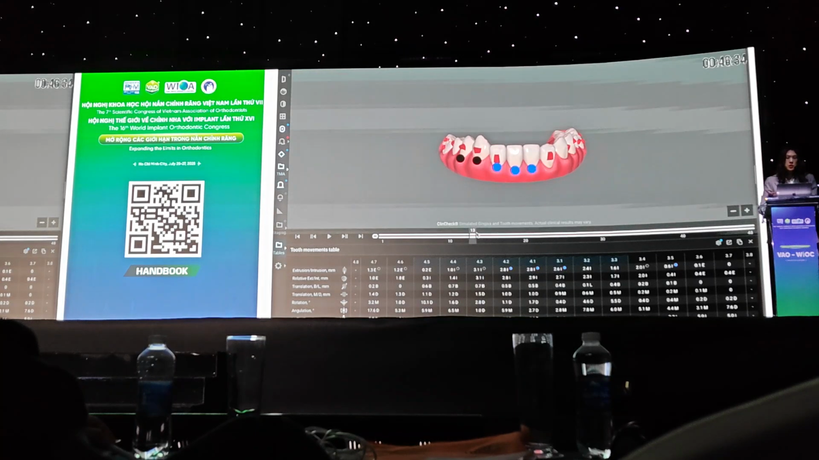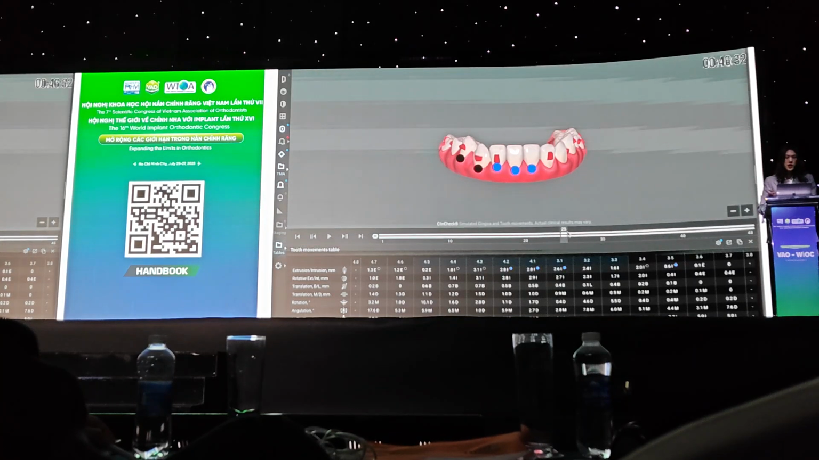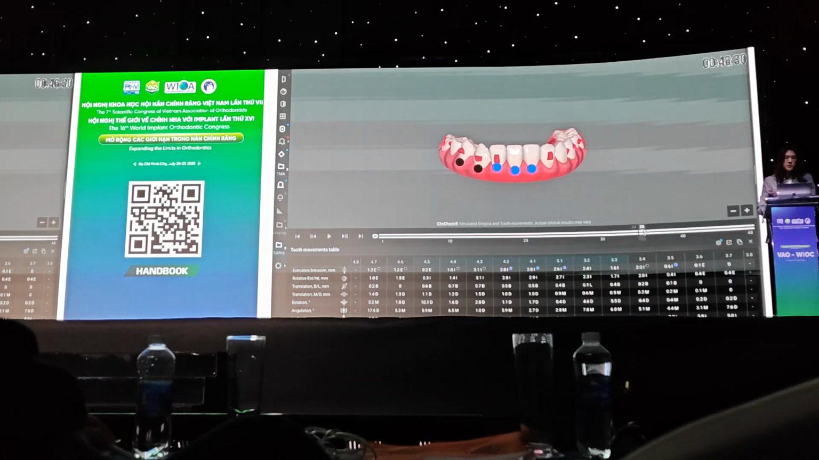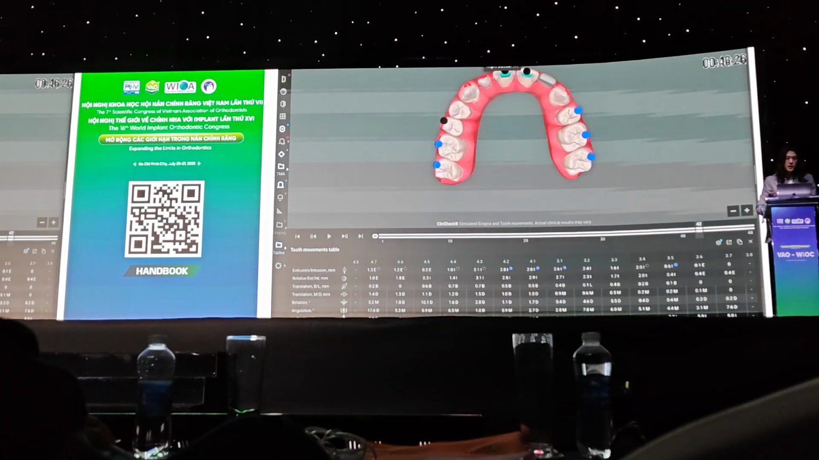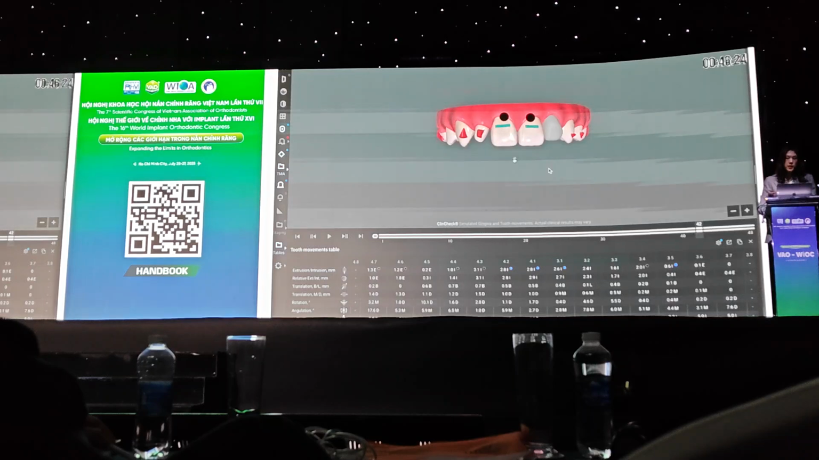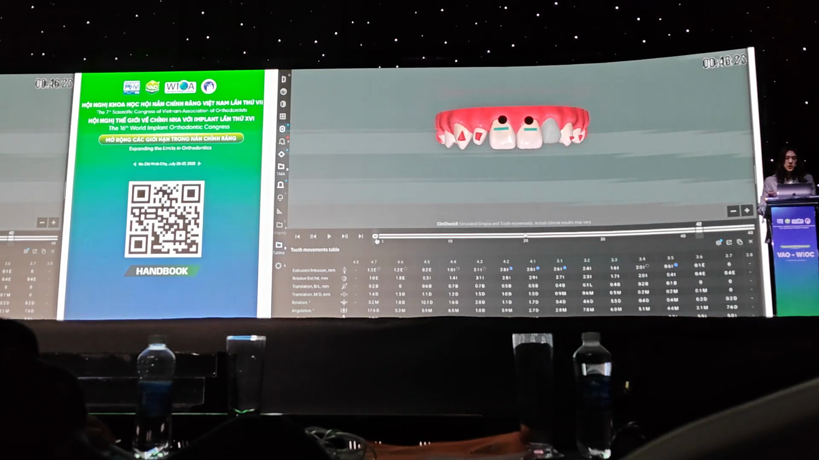Okay, the lower incisors first, and then canine, and then molars sequentially. And I have the bite ramps with the palatal.